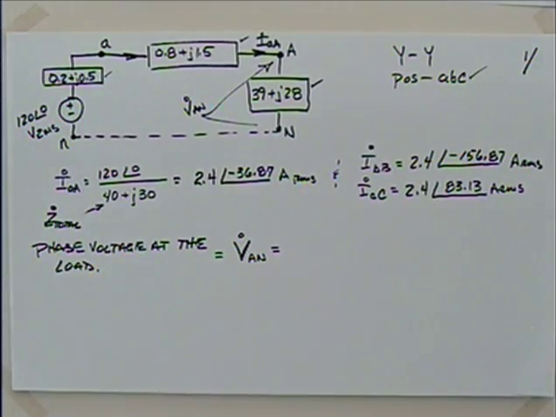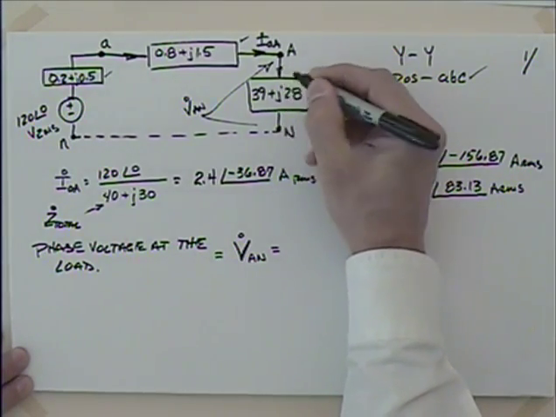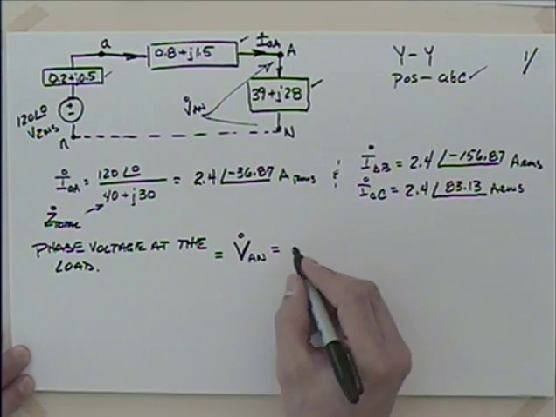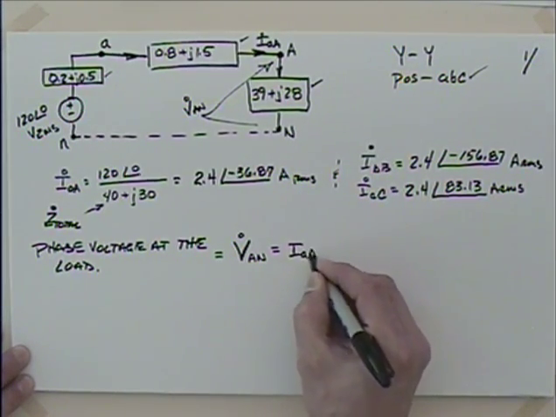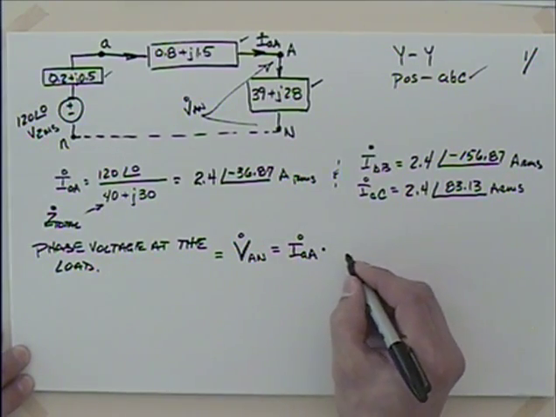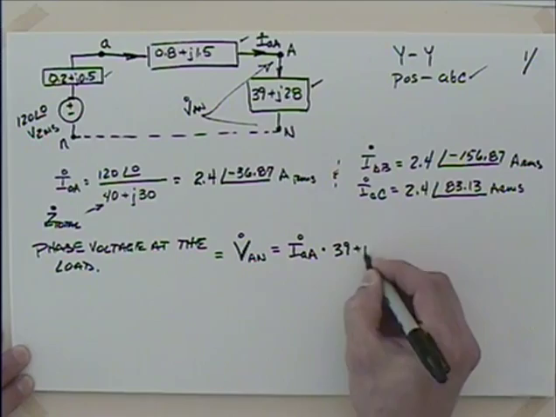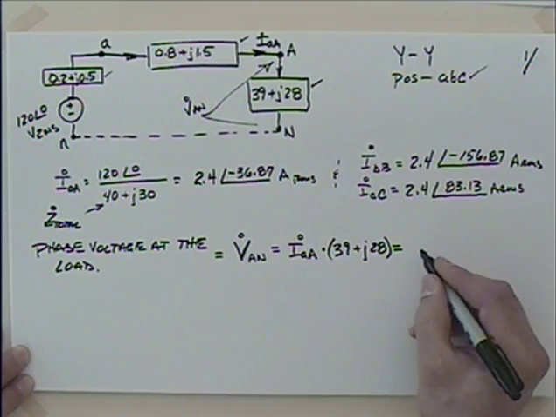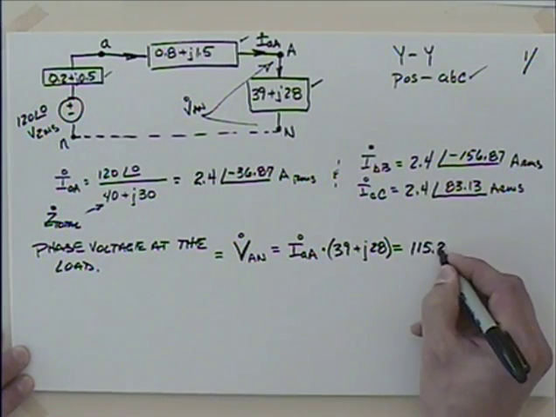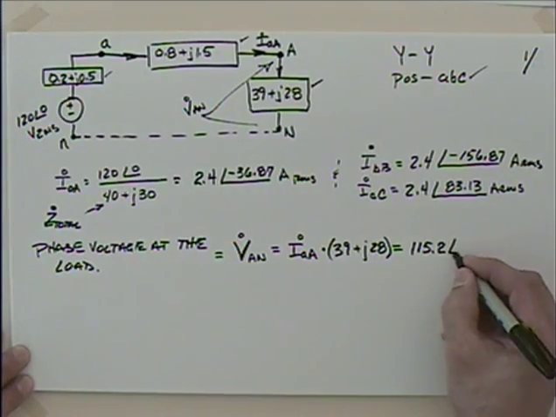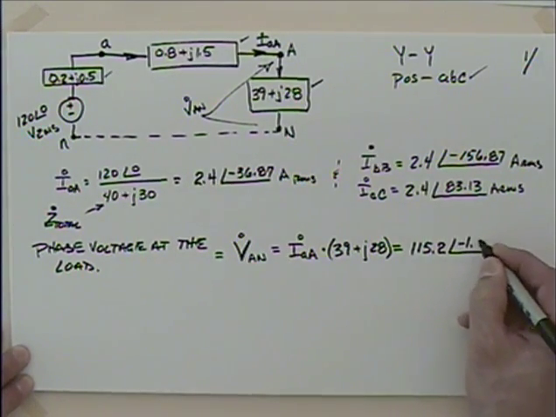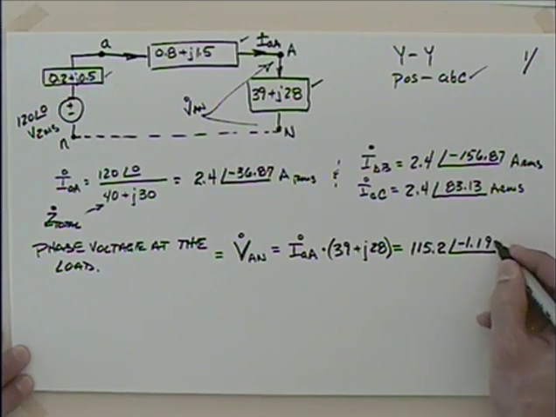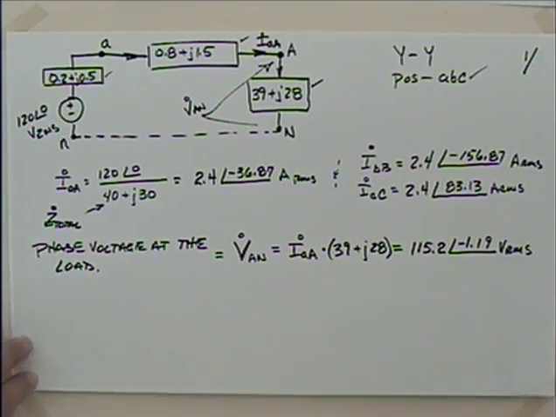What's a good way of getting that? Now, you could do voltage division, all kinds of things, but since we know this current through here, we could just take the current and multiply it by the impedance. So we'll take I little a big A, and we will multiply that times 39 plus J28, which should give us 115.2 at an angle of minus 1.19 degrees. That's volts RMS.